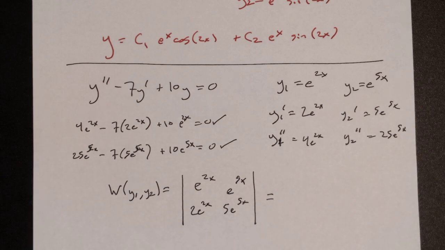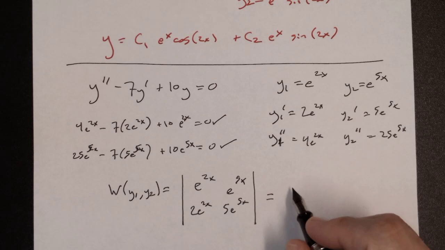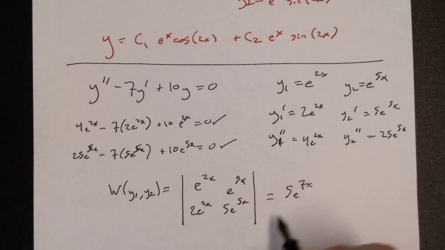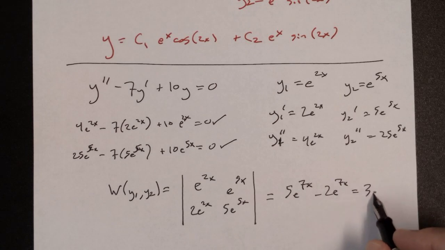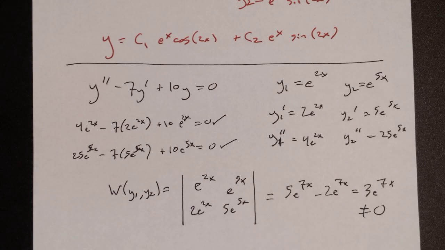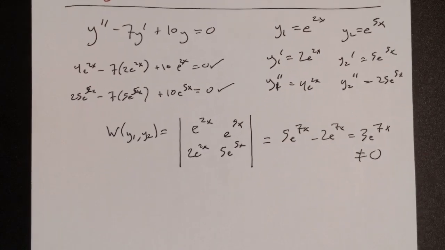I'm actually going to go ahead and do this the quote hard way. I'm not going to plug anything. Let's just multiply these out. Take this determinant. So I get 5e to the 7x minus 2e to the 7x, which is 3e to the 7x, which is never 0, because e to the stuff is never 0, and I'm multiplying by a positive number. There you go. These are independent.